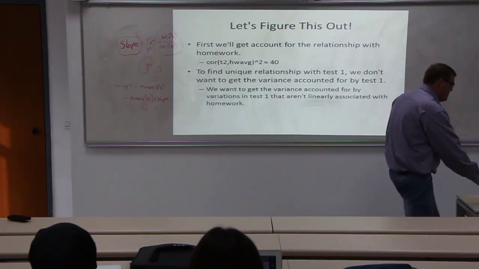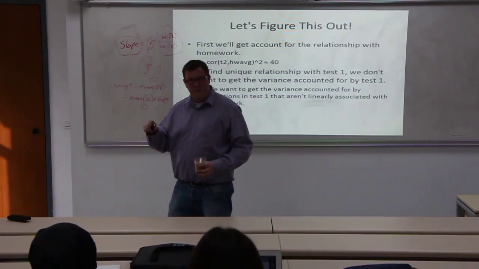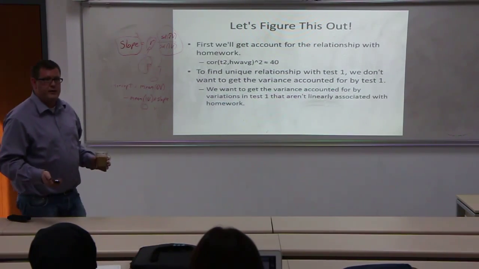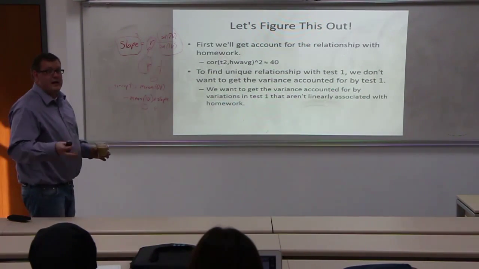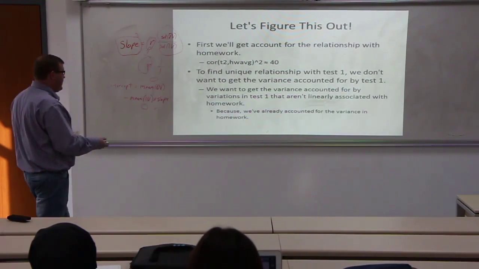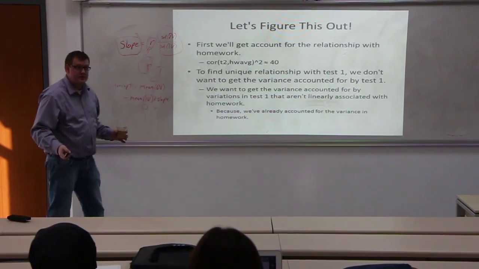We had r squared as the percent of variance that was determined by something else, and 1 minus r squared was the percent that's left over. That's unexplained. That's unique. So we've already accounted for the variance in the homework, and we don't want to account for it twice.